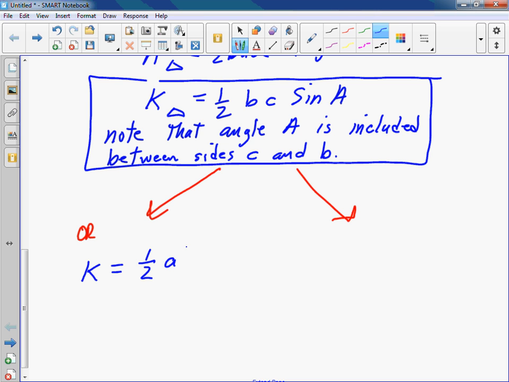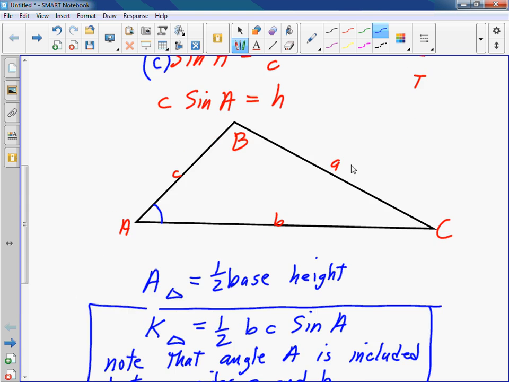One half AB sine C. Good, Sean. That was excellent. Or, give me another or. What would the last one be? Who haven't I picked on? Alexis, how are you? What would the other one be? K equals, and now we're talking, the only one left, we would know angle B, and we would know side C and side A. What would we have there?